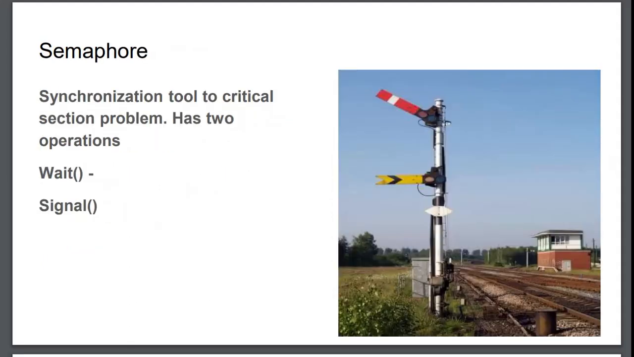Next, semaphore. Usually we will see it in railway crossing signals, right? So it is a tool for the critical section. It is a semaphore, a tool for synchronization. So it has mainly two operations, wait and signal.